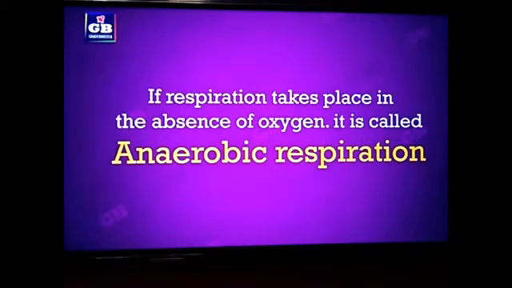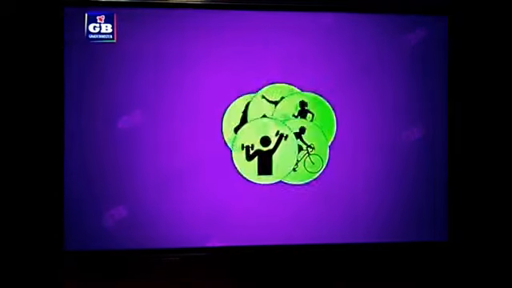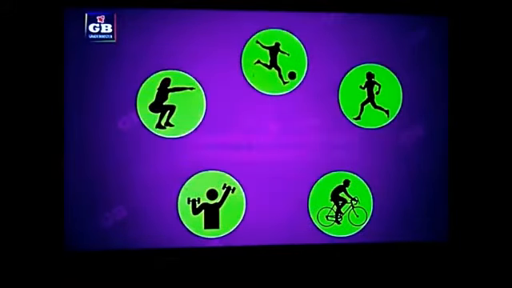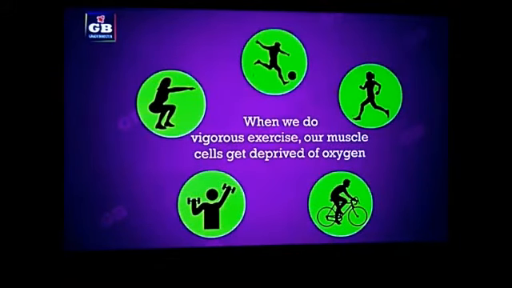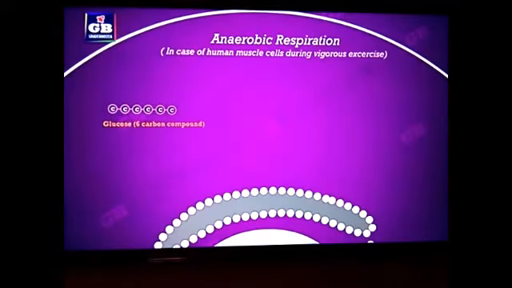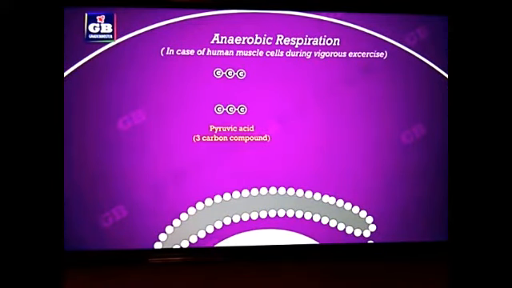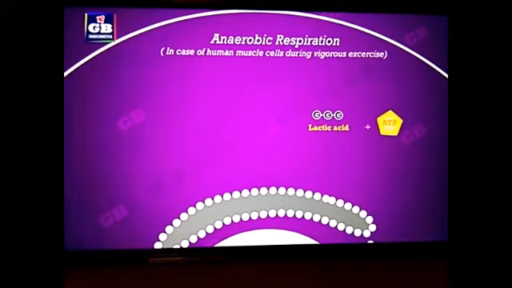Respiration that takes place in the absence of oxygen is called anaerobic respiration. When we do vigorous exercise, our muscle cells get deprived of oxygen. In such cases, glucose is converted to pyruvic acid, which in turn gives out lactic acid and then energy.